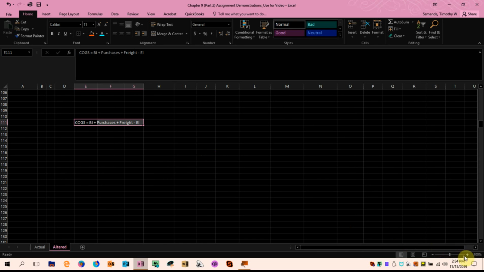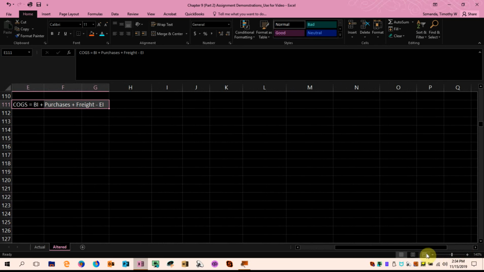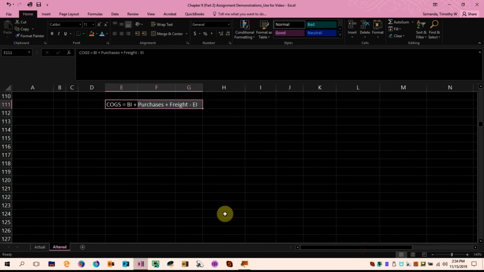So let me enlarge this a little bit, and let's talk a little bit about an example. All right, if you'll notice the signs on each of these values, cost of goods sold is positive, since there's no negative sign in front of it.